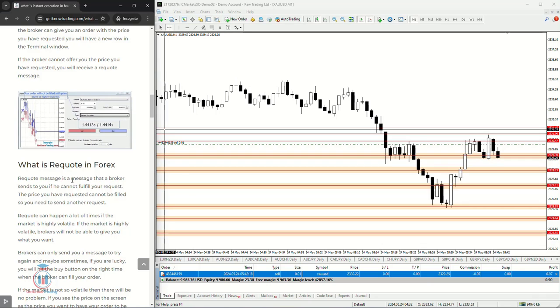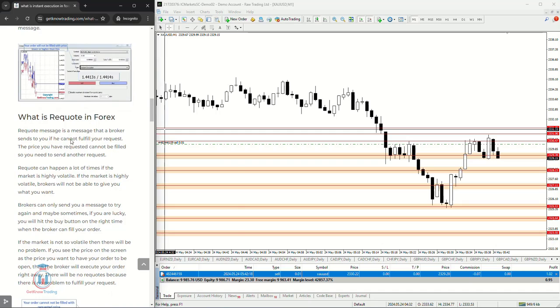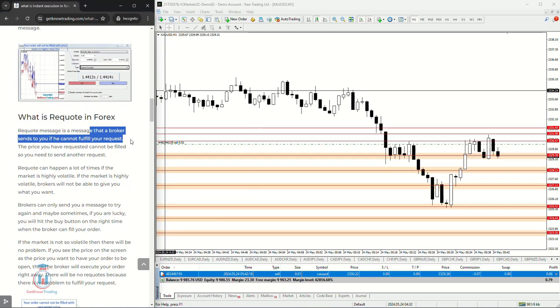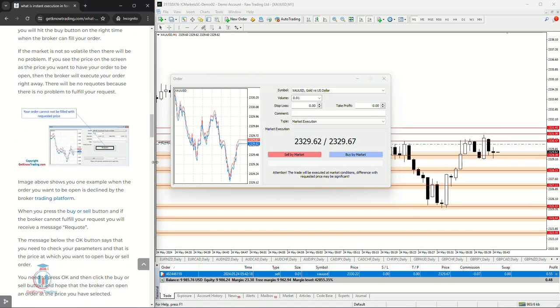So you need to find a broker that doesn't have this kind of issues. Some of the problems that can appear in the instant execution, and that is a requote. A requote message is a message the broker sends you if he cannot fulfill your request. So that means when you have a new order and you can see the price written here, when you click the sell by market, you get a message, and that message looks like this.